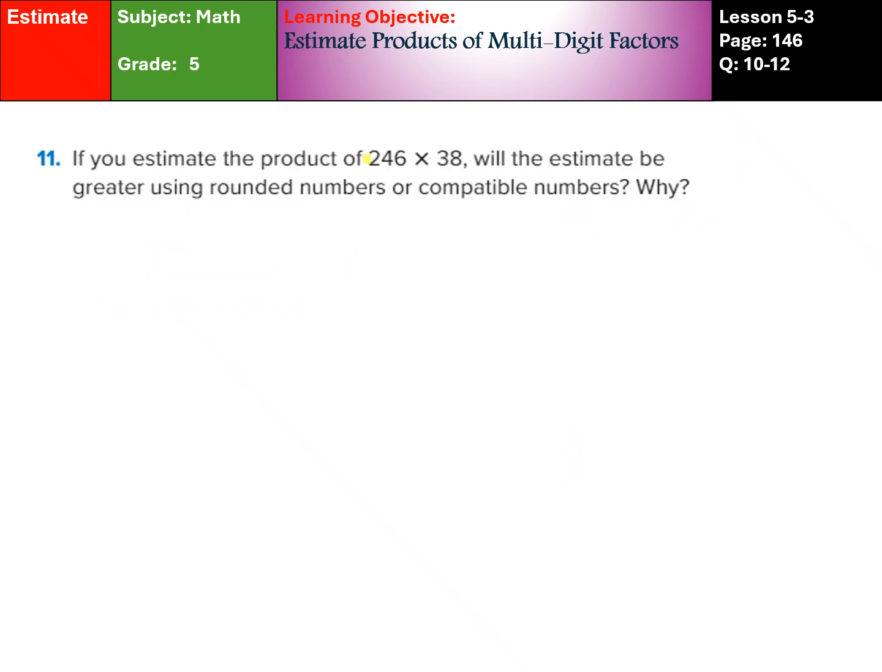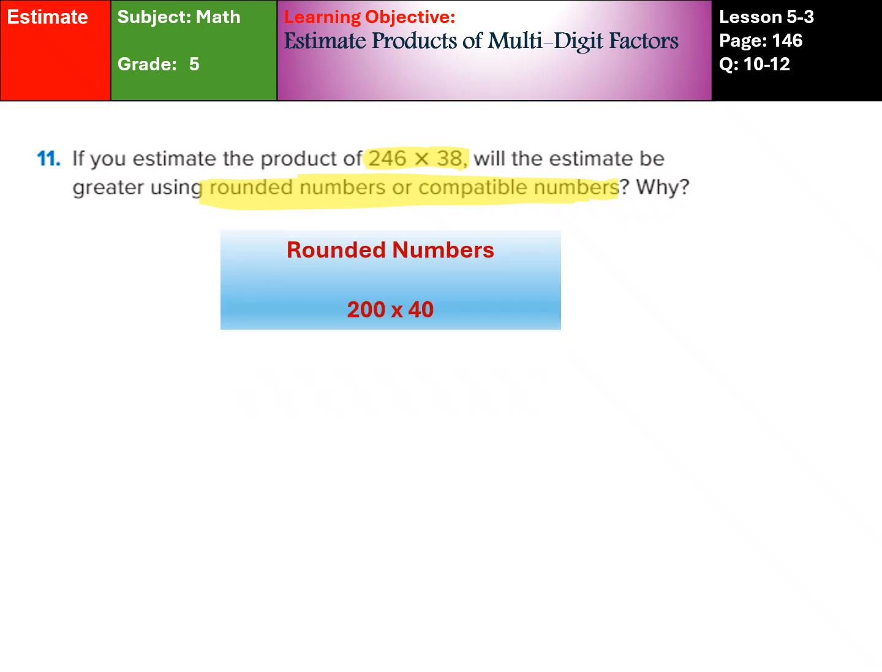If you estimate the product, will the estimate be greater using rounded or compatible numbers? Now they are telling us to decide which will give the greater answer. So one way we will use the compatible numbers and the other rounded. For rounding, 246 is closer to 200 and 38 is closer to 50, so it will be 8,000. If I go for the compatible numbers, 246 is closer to 250 and 38, if I look at 0 and 50, it is more closer to 50, right? So now 250 times 40 will give me, they are looking for the greater answer. If I round it, it is giving me 8,000 and this answer will be greater than that.